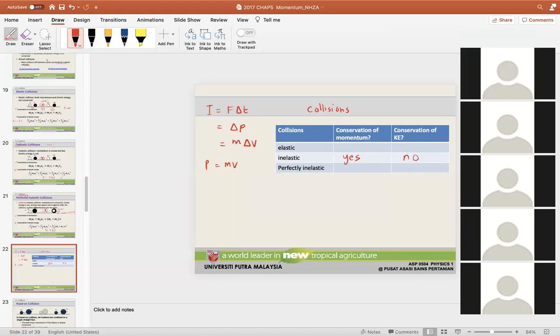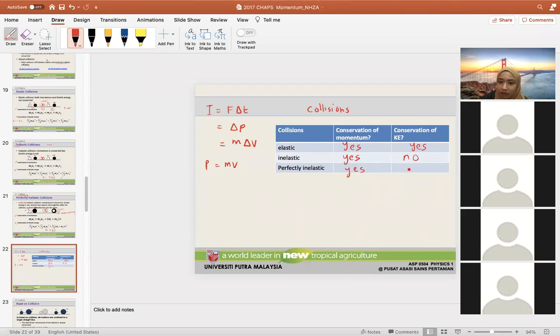Okay, Farzana then. Farzana, can you tell me about elastic? Conservation of momentum, yes or no? Yes. Okay. Conservation of KE, kinetic energy. Yes. Oh, I can hear now. Okay, perfectly inelastic. Who was it I couldn't hear just now? Ah, Shakirin, yes. Perfectly inelastic. Momentum, yes. Okay. KE? KE, no. Alright, correct. Okay, thank you everyone.